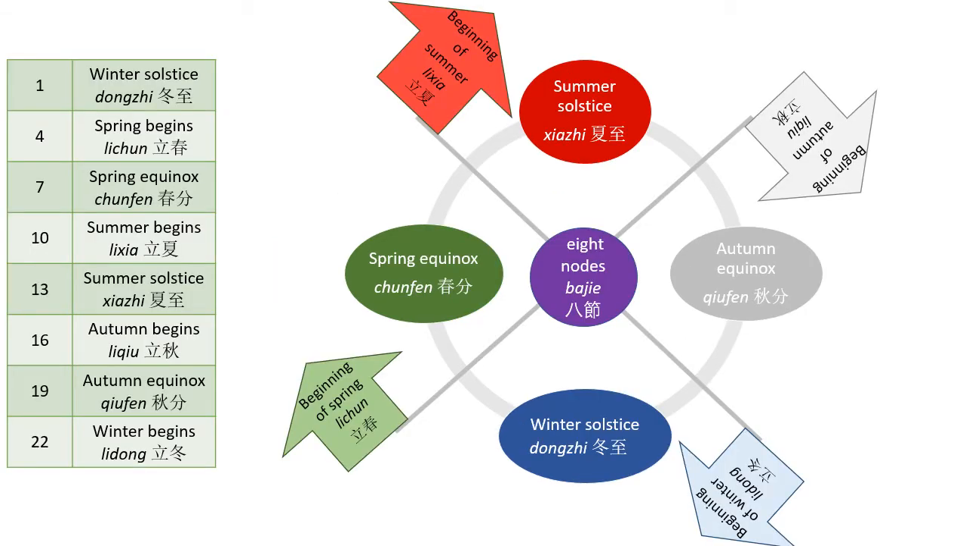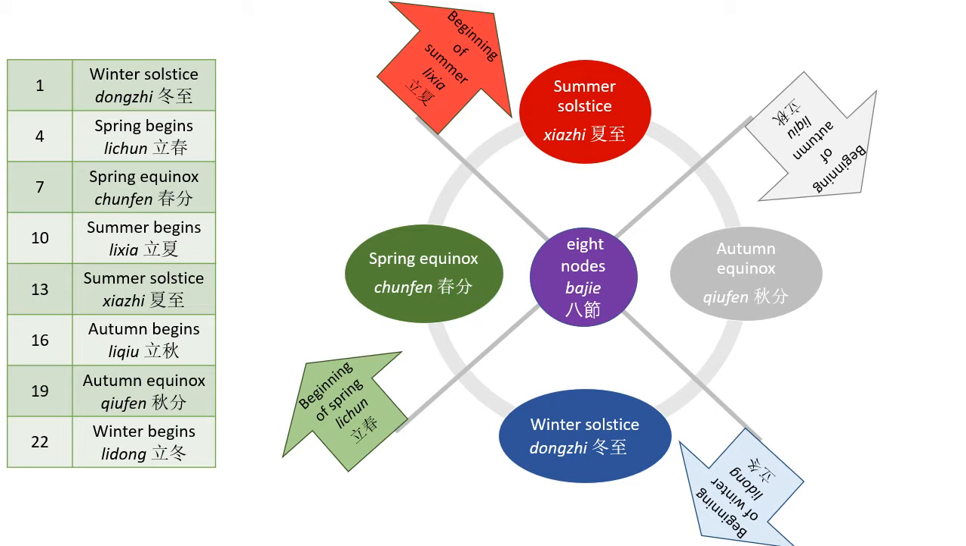And the equinoxes and solstices represent the peak of that season. So in between the solstices and equinoxes we have the beginnings: the beginning of spring, the beginning of summer, the beginning of autumn, and the beginning of winter. And all together these 4 beginnings of the seasons and the equinoxes and solstices are called the 8 nodes, the ba jie.